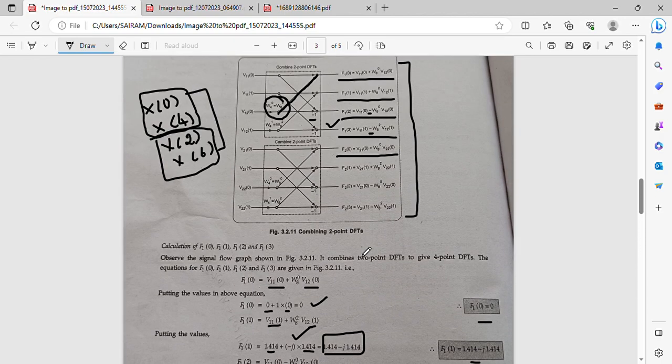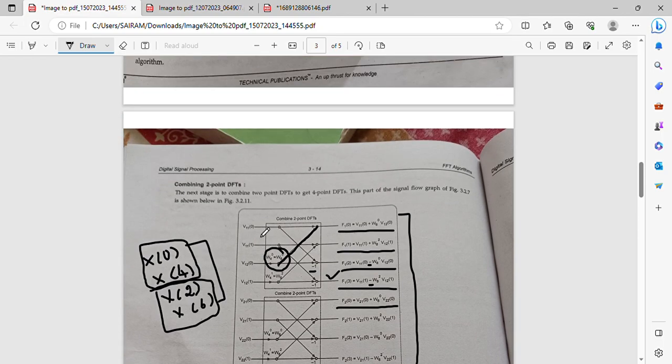Even in the case of 4-point DFT also, here look, v11 of 0 goes straight, and from here it is v2 of 0 and omega a to the power of 0 is coming through this diagonal line and joining to this point. So we have added omega a to the power of 0 into v12 of 0. Like that, for all the others it's going to take place.